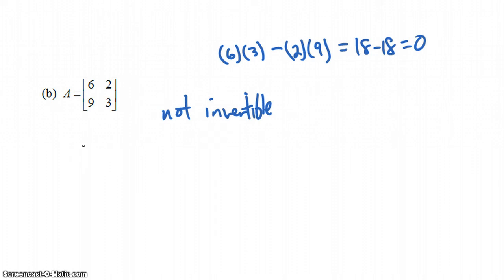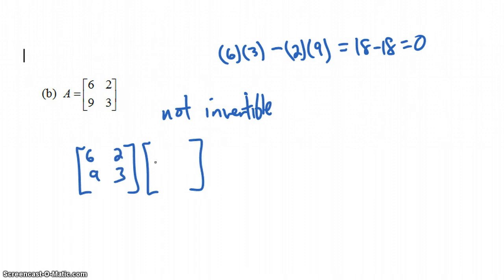So you can try all you want to find another matrix right here so that when you multiply it, you get the identity, but you can't do it. There's no matrix that you can find where this times that matrix gives you the identity. It's not invertible.